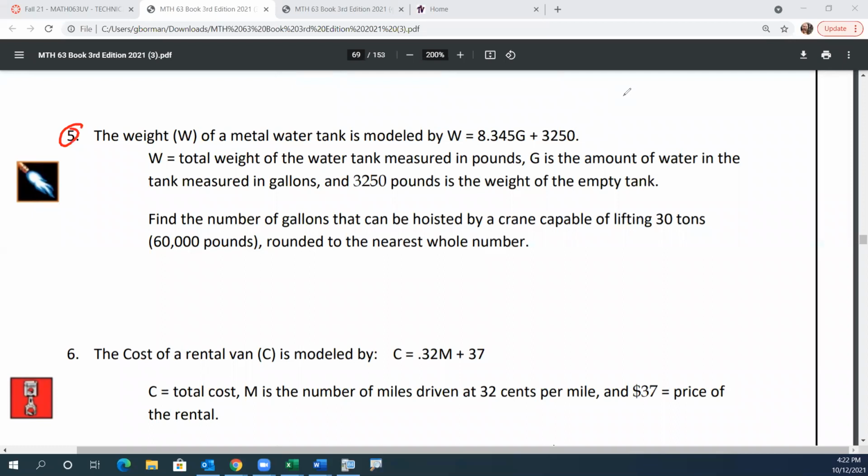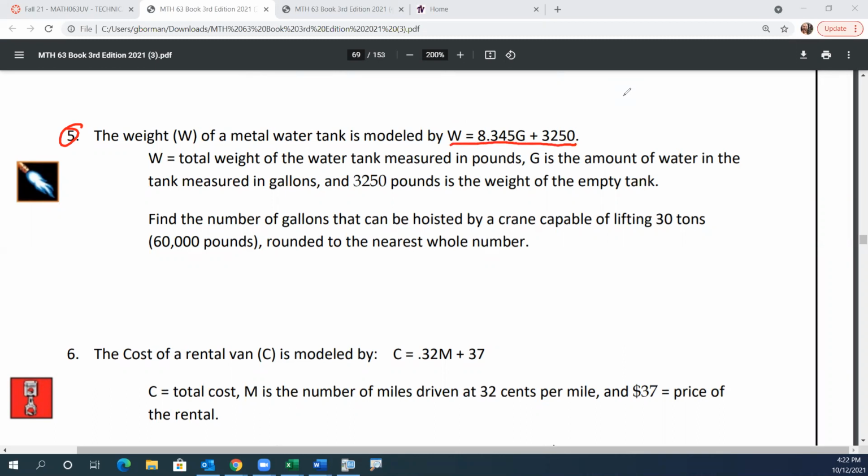Now let's try number 5. The weight of a metal water tank is modeled by this formula here. So there's the total weight, and G is the number of gallons of water in the tank, the amount of water. And this makes sense.